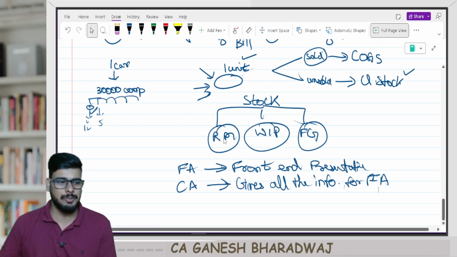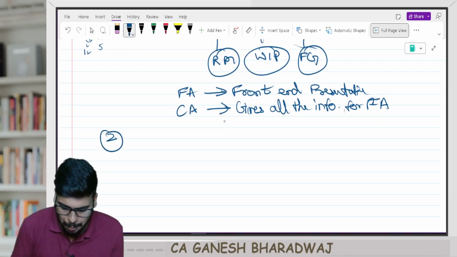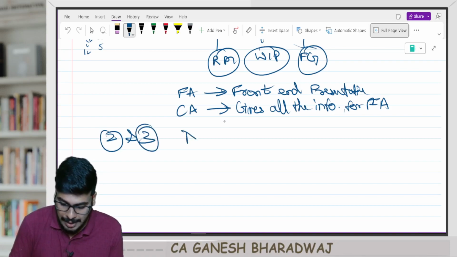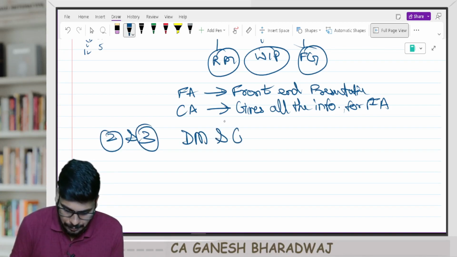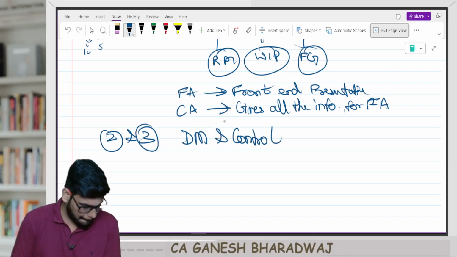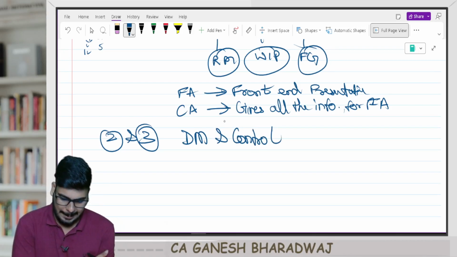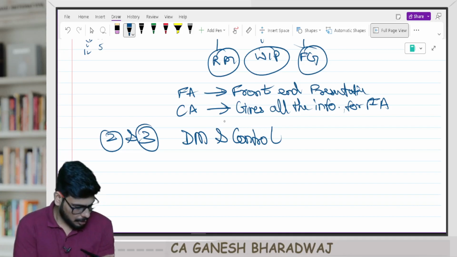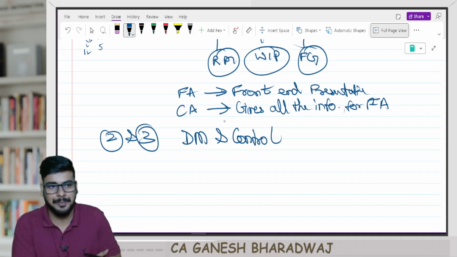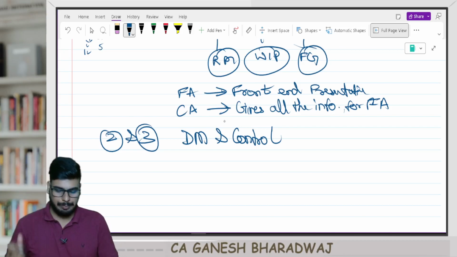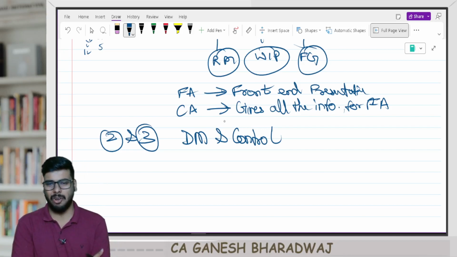What are the two other objectives we've got? Decision making and control, right? Let me just put these two together with an example. Decision making and control. Right, shall we get started? Quickly note down. Yes.